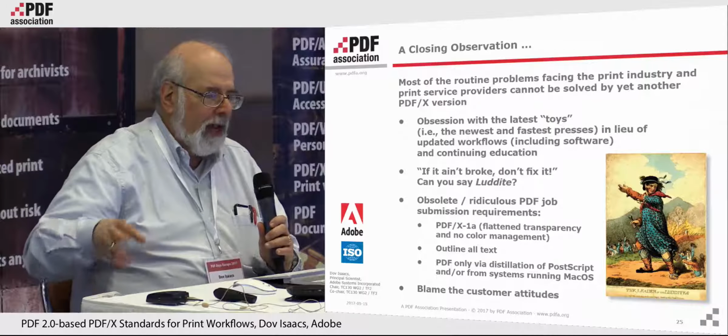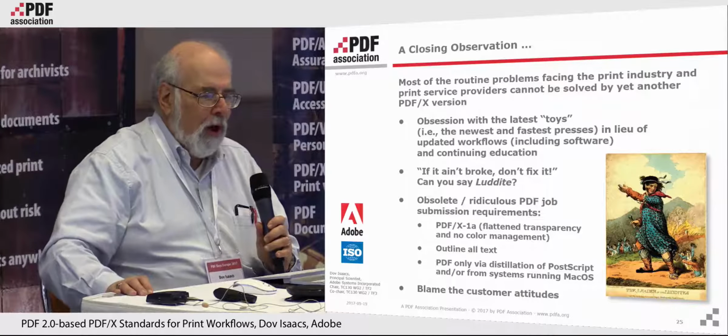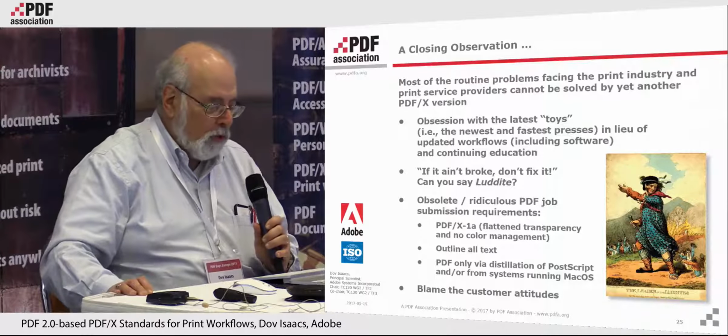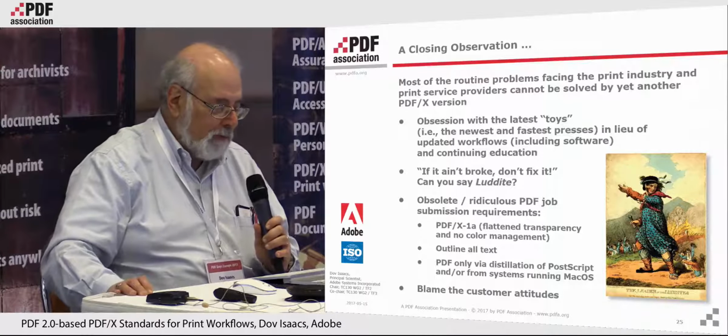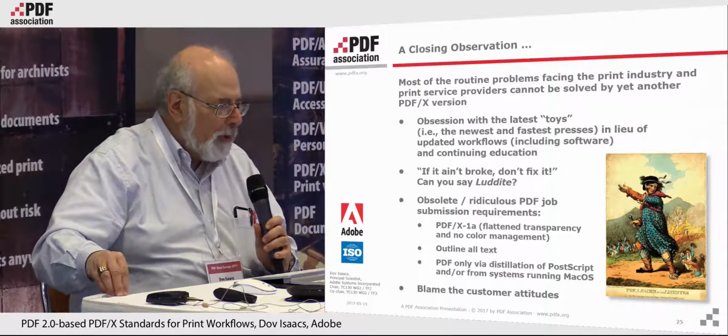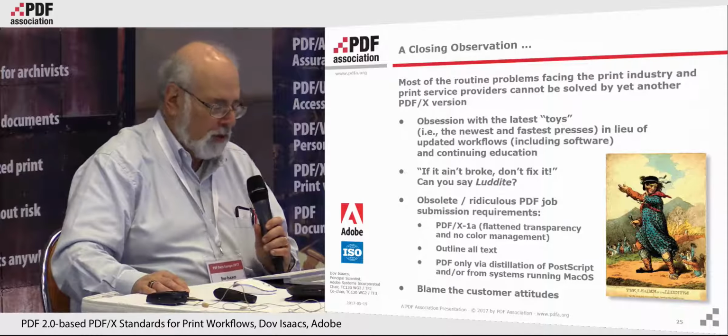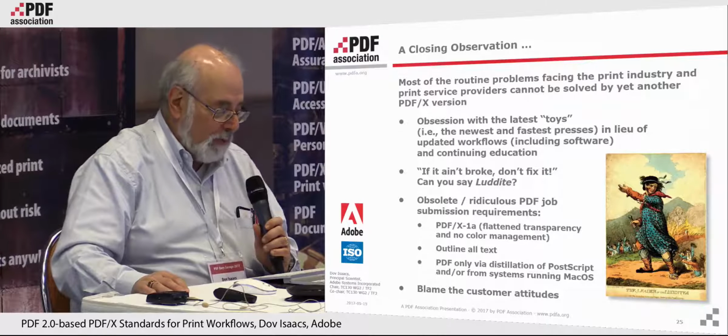So we tend to see a lot of printers who have modern workflows, believe it or not, but still require PDF/X-1a, in other words, flattened transparency and no color management. We've seen people still on their websites requiring PDF files to have outlined text, which is stupid. I'll say it, stupid. And I've even seen things where people say, well, no, we only allow PDF that has gone through distillation of PostScript. And by the way, it has to come from Macintosh, which also makes no sense whatsoever. And very much blame the customer attitudes.